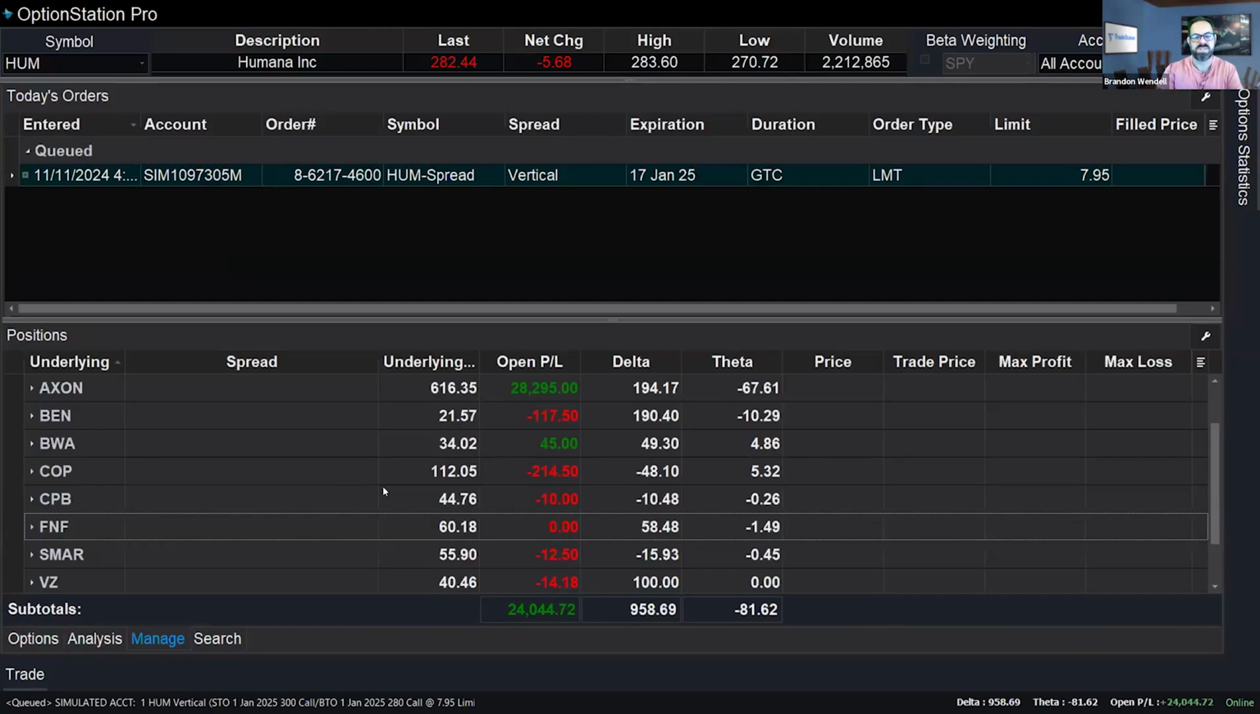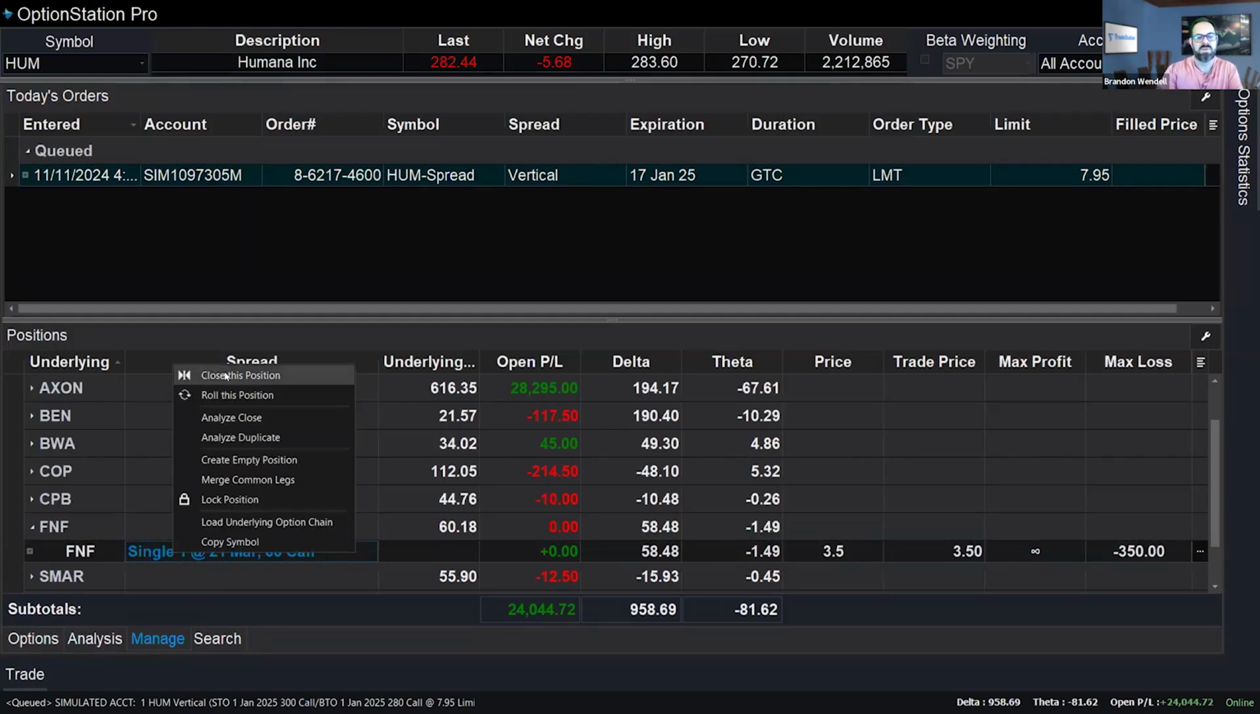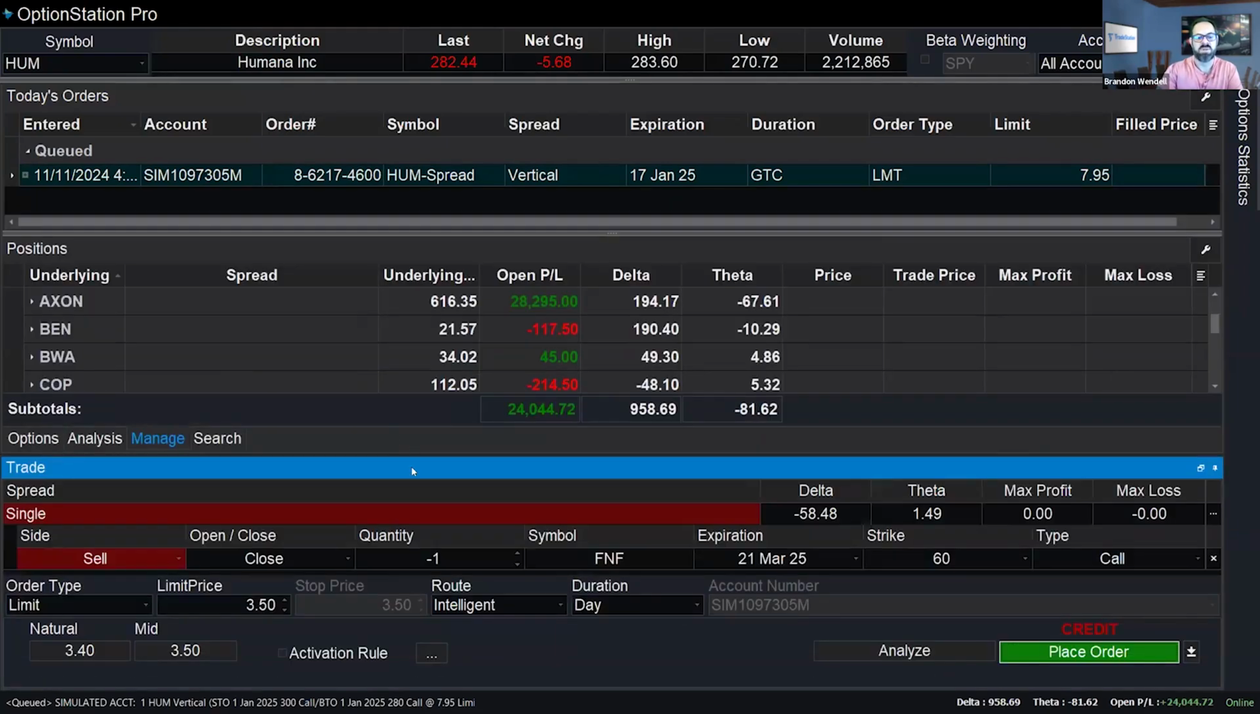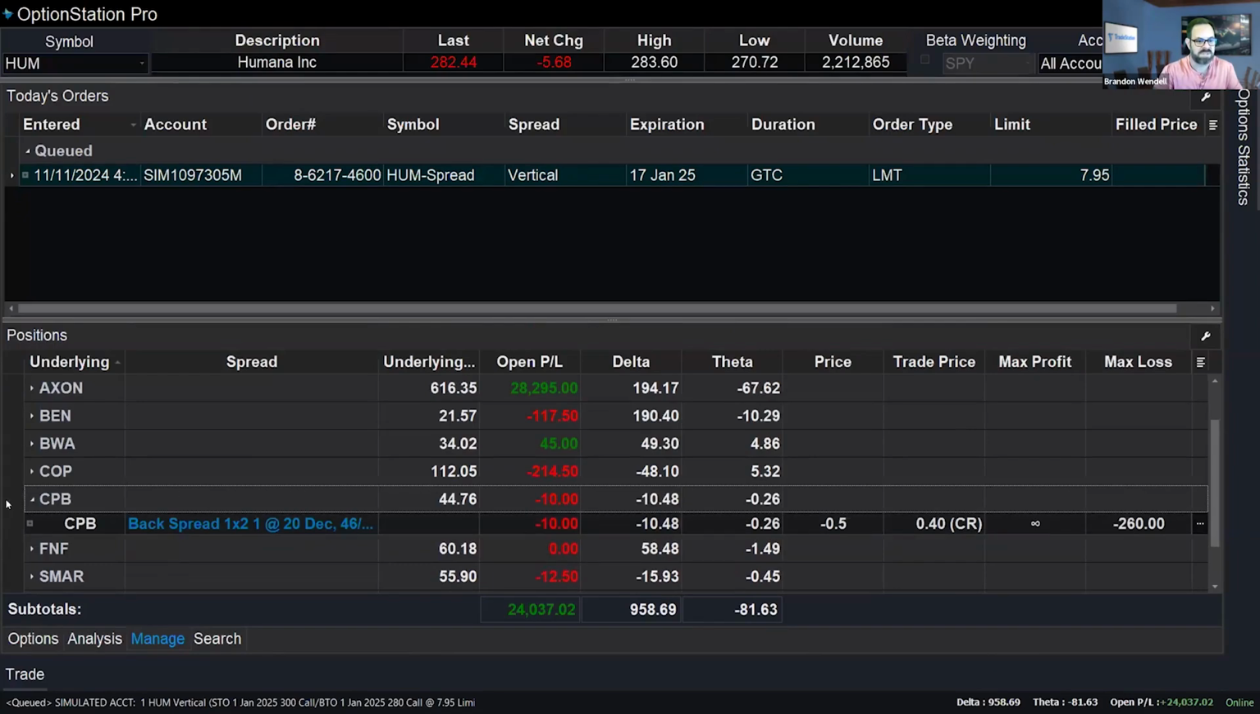You go to your manage position or manage tab on your options. For instance, I have an option spread. Oh, it's a single option here. You can simply right click, close this position, and it will load up your trade ticket with a limit order at current price, or of course, you can simply do a market order to get out. Now, instead, let's say I want to get out of this. Let me go ahead and minimize that one. Let's do a vertical spread because I know I have one here. I think Campbell's, no, that's a back spread. ConocoPhillips, diagonal.